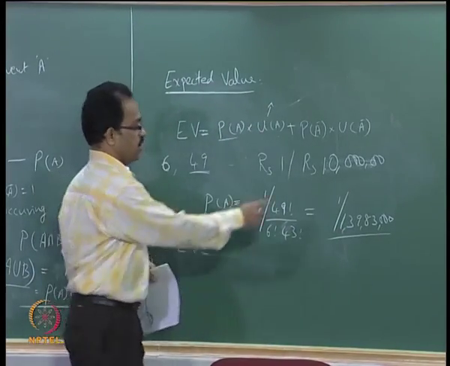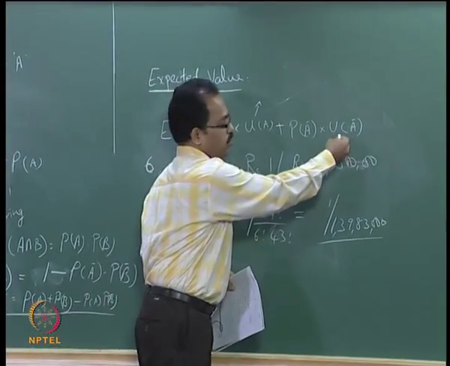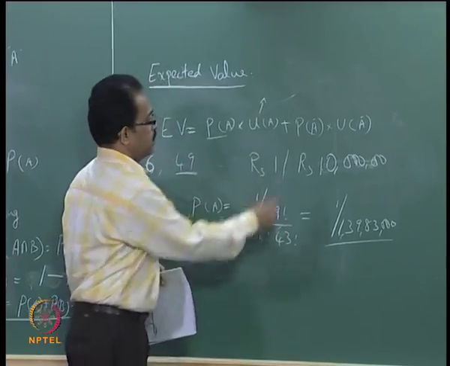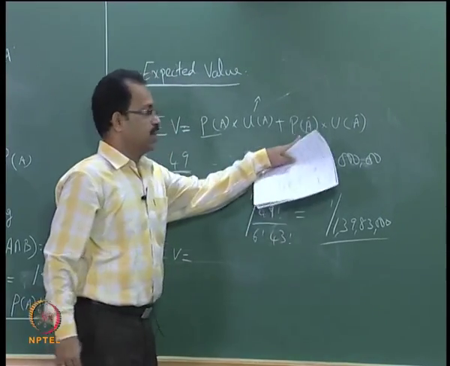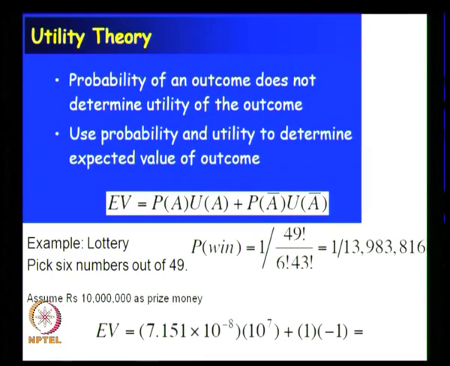The utility of winning is around 10 lakhs, and the utility of not winning is rupees 1, you are losing 1 rupee, but this is the probability of not winning. So now if you take the utility value, you will see that it is 7.15 multiplied by 10 to the power of minus 8, multiplied by 10 lakhs, plus the probability of not happening, that is 1 minus this value. So this will be almost 1, we just write it as 1 multiplied by 1.